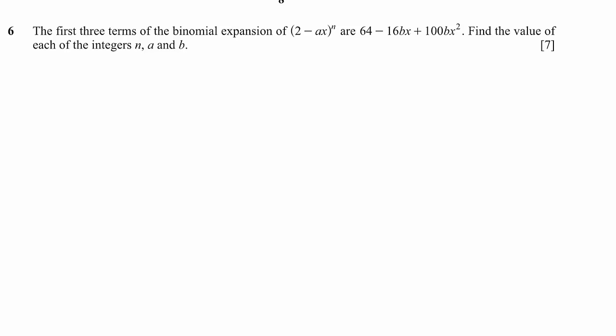The first three terms of the binomial expansion of (2 minus ax) to the n are 64 minus 16bx plus 100bx squared. We want to find the value of each of the integers n, a, and b.